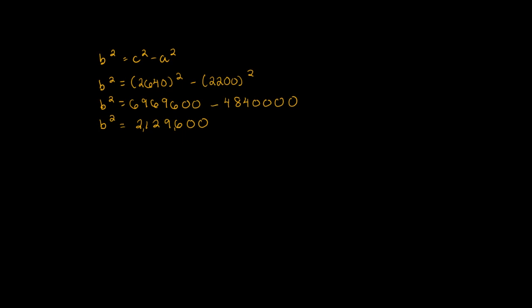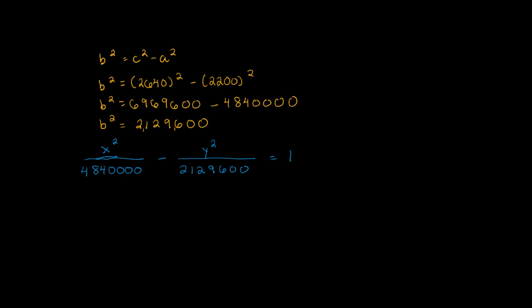Now we can put this in our formula. So our formula, our center's at 0, so it's just x squared over a squared, 4,840,000, minus y squared over b squared, 2,129,600 equals what?